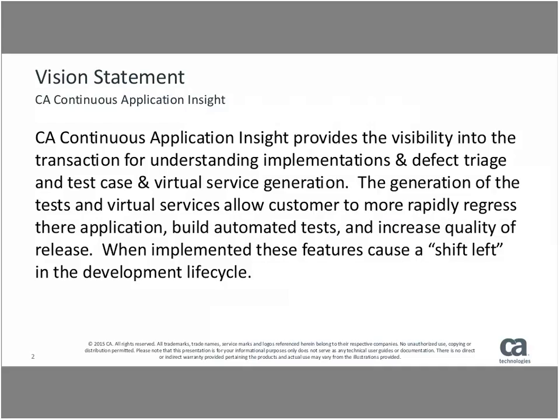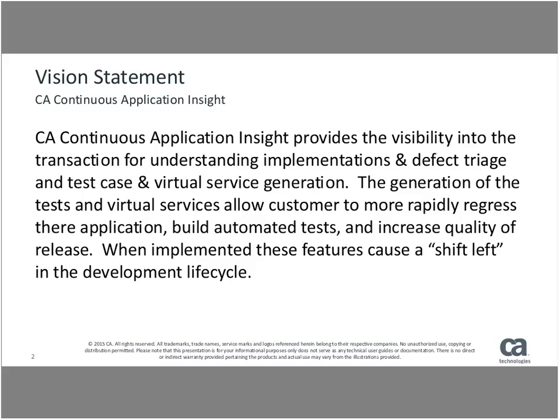So what we're going to talk about today is Application Insight. It was formerly known as Pathfinder, and I thought it was kind of interesting. As part of our new CA Agile, which was very Scrum-based, and going to the SAFe framework, they asked us to have a vision statement. So a vision statement for Continuous Application Insight pretty much looks like this.